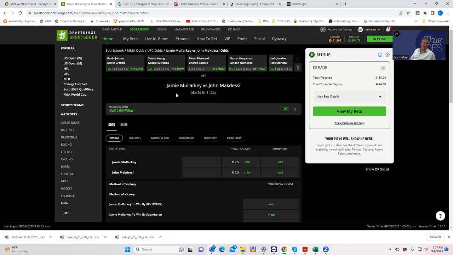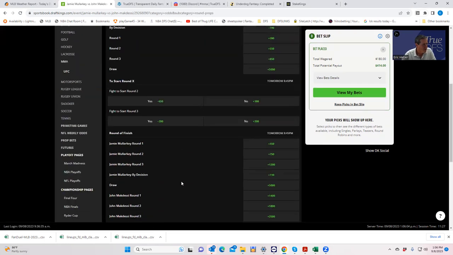Now, what we could do is either just bet the fight inside the distance, or we could pick our favorite round for Malarkey. So let's take a look and see what the Malarkey specific round props are. Let's see. Malarkey round two plus 750.